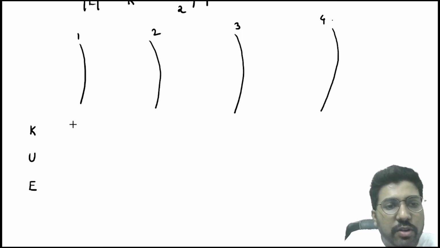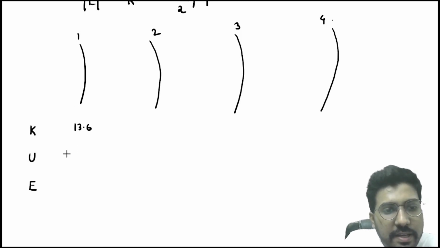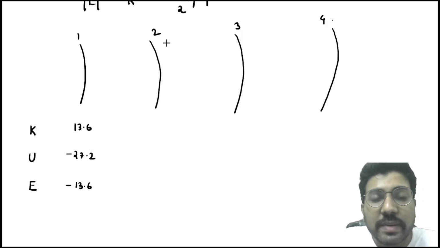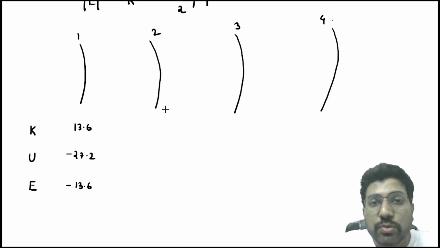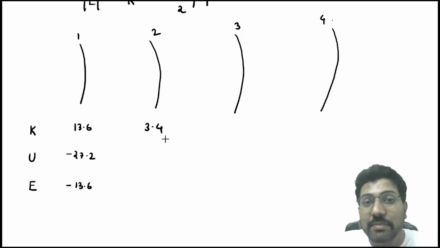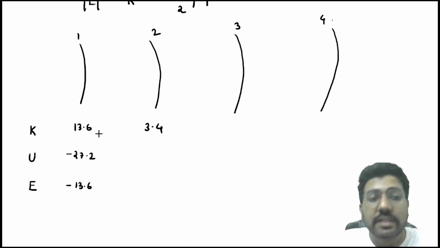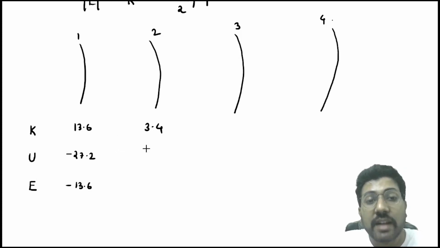So for the first orbit, it is 13.6, it is minus 27.2, and it is minus 13.6 electron volts. For the second orbit, it will be 13.6 divided by n square. N is 2 square, that is 3.4. This was what we have already learned before. Okay, I told you I'll derive it, but first you have to learn it. This was what we have learned before, and now we are deriving it.